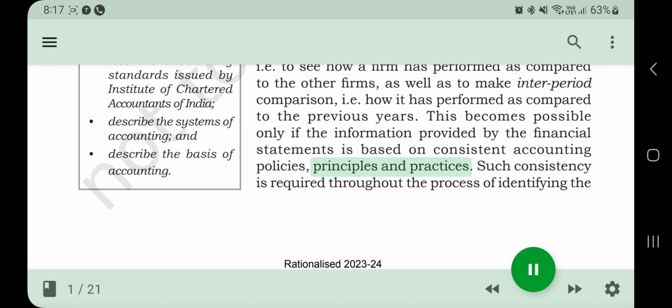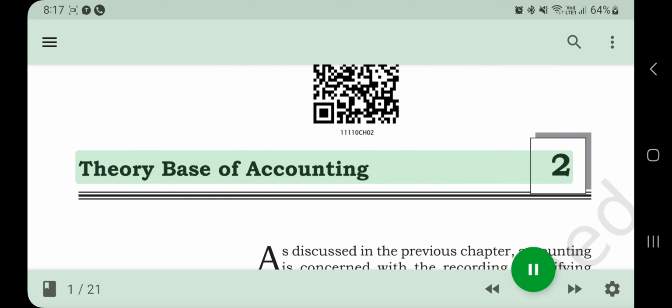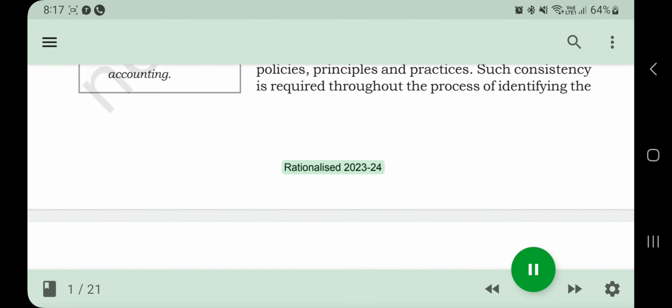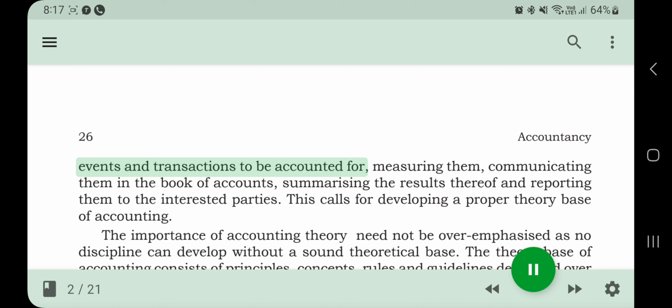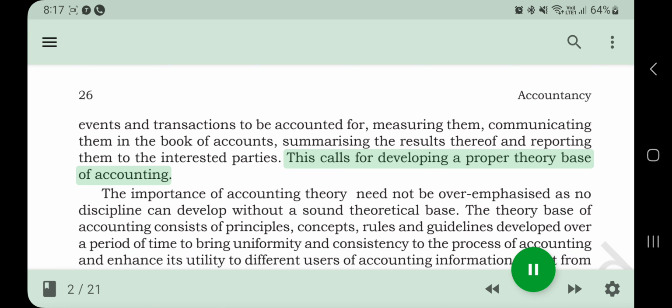practices. Such consistency is required throughout the process of identifying the events and transactions to be accounted for, measuring them, communicating them in the books of accounts, summarizing the results thereof and reporting them to the interested parties. This calls for developing a proper theory base of accounting.